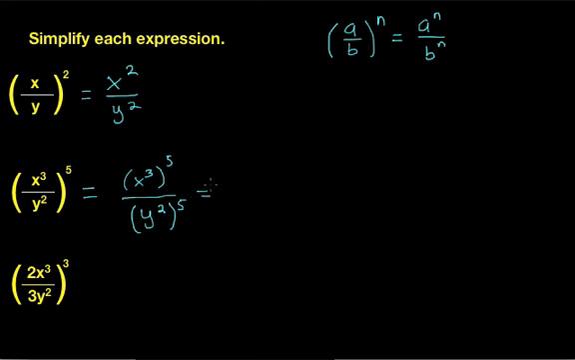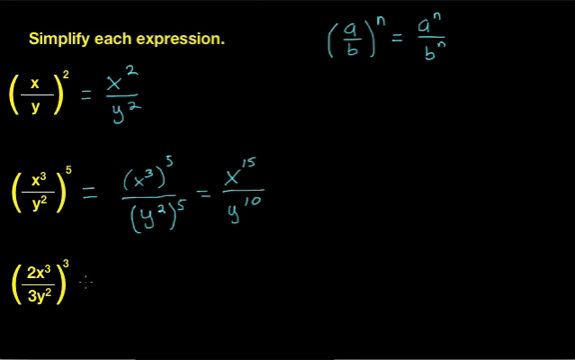And now we have to apply one of our other properties. We have to apply the power of a power property. So essentially we're taking x, we're raising it to the third power, and then we're raising it to the fifth power again. And we know that that's just going to be x to the 3 times 5, or x to the 15th power. And then y to the 2 raised to the 5 is going to be y to the 2 times 5, or y to the 10. And there we go. It's as simple as that.